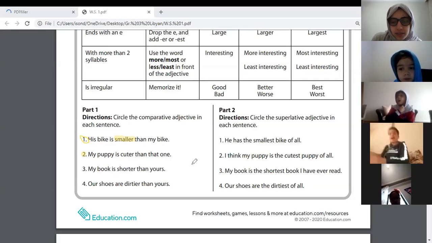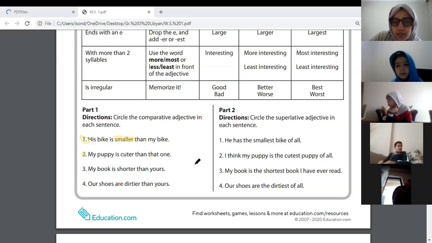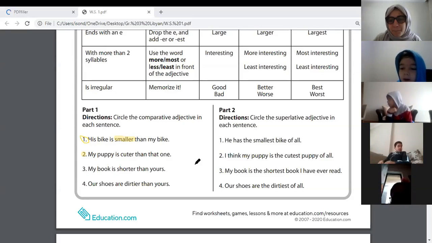Happier. In number 2. Number 2. Which word has ER at the end of it? Happy. Cut. Cuter.